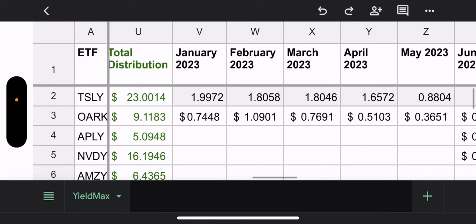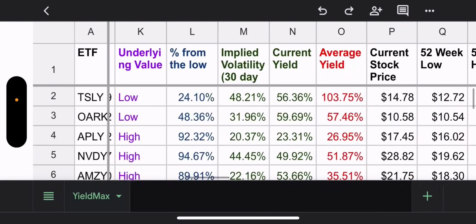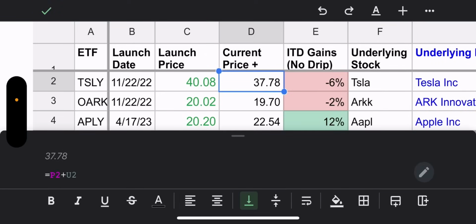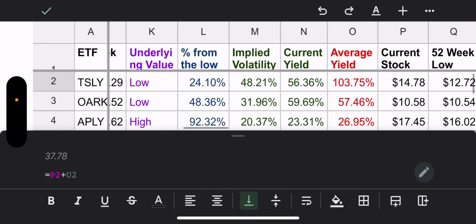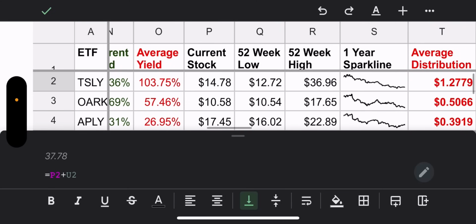Now that being said, total distributions show $23 for Tesley from inception to date. So if you take that and then add P2 plus U2, I did. We go to P2, which is the current stock price, okay? Again, this is as of Sunday, June 9th, so obviously this would be as of the Friday before. I'm going to launch this video probably Tuesday, but it's still relevant. It's inception to date data.